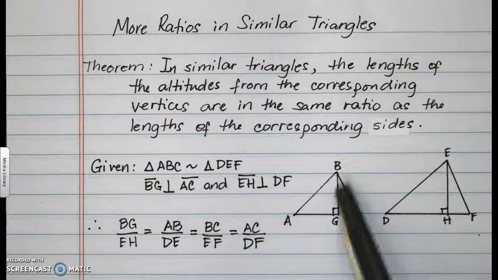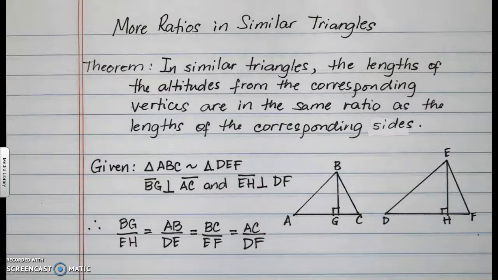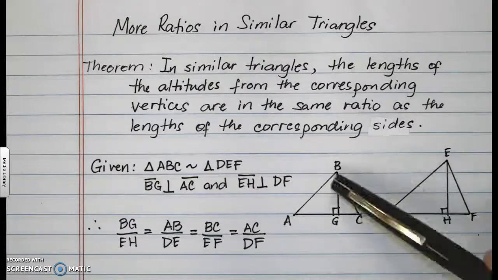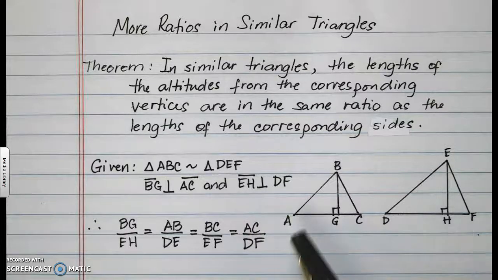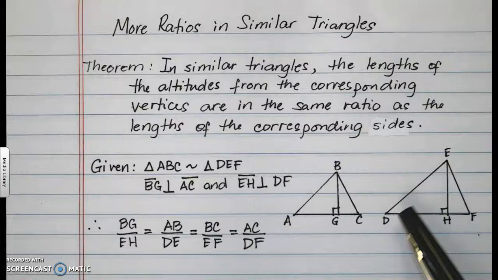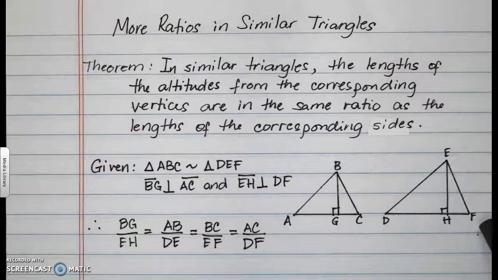So BG, the smaller triangle over the bigger triangle, that's how I'm going to call it. BG over EH will be equal to AB over DE, and also equal to BC over EF, and will also be equal to AC over DF.